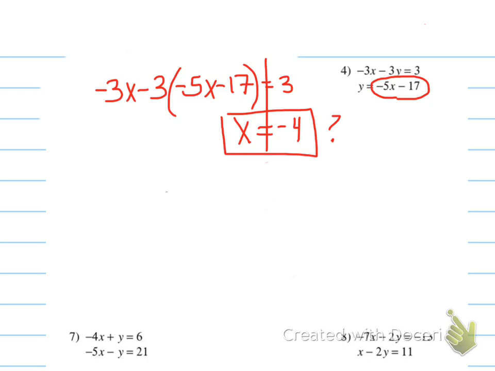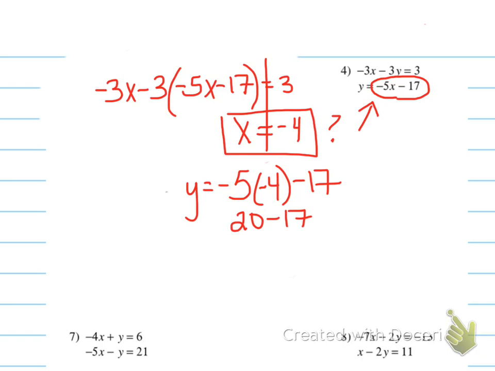Okay. Once we know that x is equal to negative 4, we swap it in to that equation. When x is equal to negative 4, we swap it in for the x. So we say y is equal to negative 5 times negative 4 minus 17. I like that better because my number is going to be smaller. This is going to be a 20 minus 17, which gives me 3. So y equals 3, positive 3.